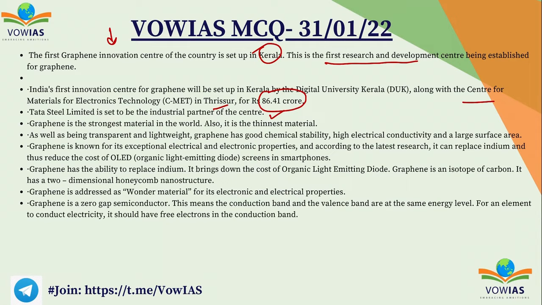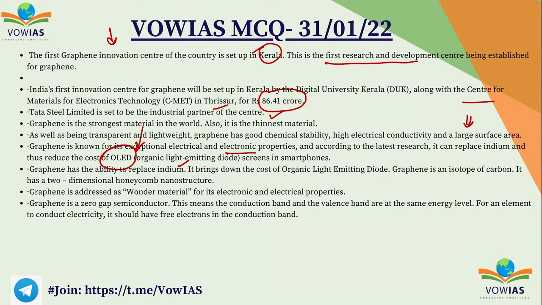So graphene is the strongest material in the world and is also the thinnest. As well as being transparent and lightweight, graphene has good chemical stability, high electrical conductivity and large surface area. Graphene is known for its exceptional electrical and electronic properties. According to the latest research, it can replace indium and thus reduce the cost of OLED screens. What is the full form of OLED? Organic light emitting diode, the screens which are used in smartphones as well as the OLED TVs you might have seen. So graphene is a very strong material.